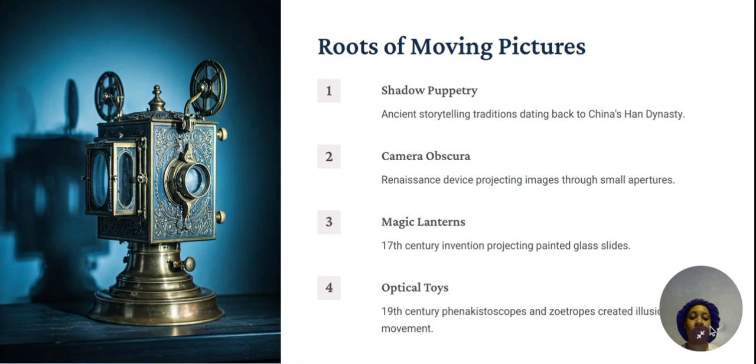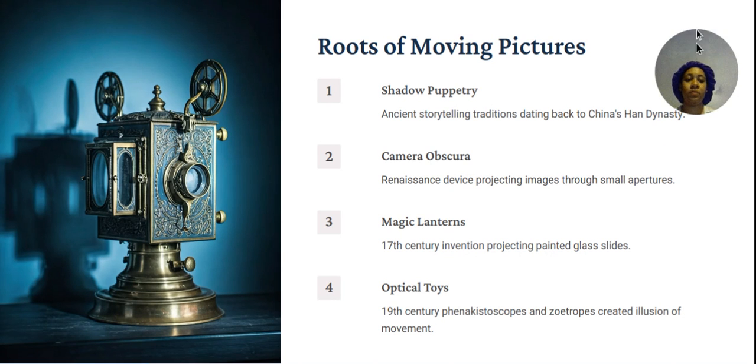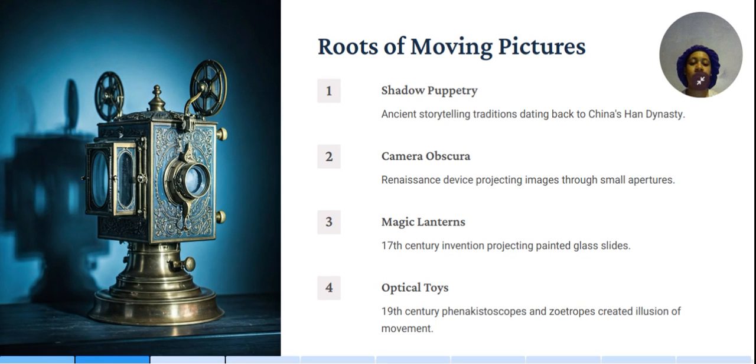So in terms of where the roots of moving pictures came from, shadow puppetry was a form of ancient storytelling, part of ancient storytelling traditions, which dated back to China's Han dynasty. So the roots of storytelling have already been proven to be from China, and it's very old and it's still incorporated now, but in a way that we don't expect it to be.